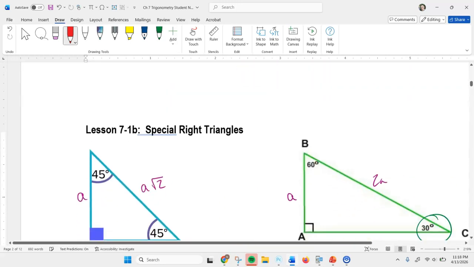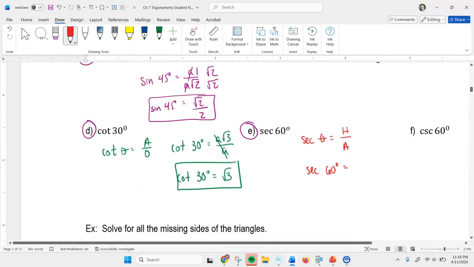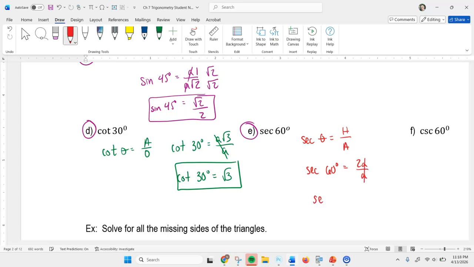Let's look back up at our 30, 60, 90 triangle. So now we're referencing this angle. Again, we're dealing with the hypotenuse, which is 2a, so it's going to be 2a over our adjacent leg, which is just a. And when we simplify that, the a's cancel out. So the secant of 60 degrees would be 2.